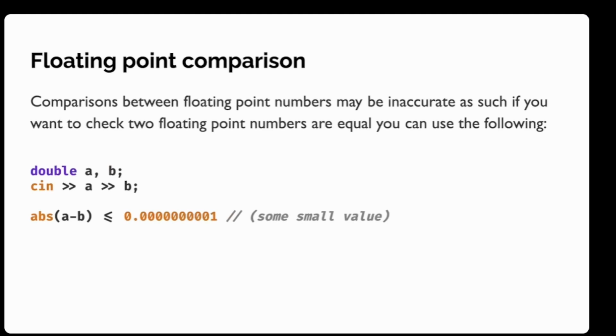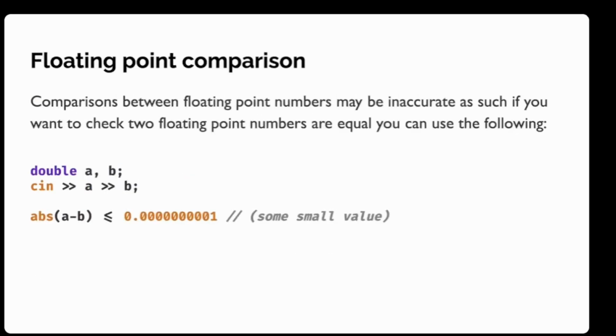Now, floating point comparison. Again, floats in C++ are a big headache, because they can sometimes be very inaccurate. If you want to check whether two floating points are equal, you can use the following: if you have two variables A and B, take the absolute difference between them and check if it is less than 0.00001 or some small value. Two floats are not exactly the same; there are very minute inaccuracies that make them ever so different from each other, yet so similar.